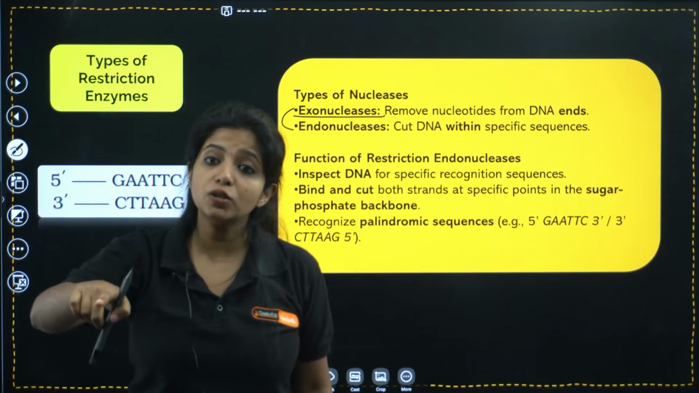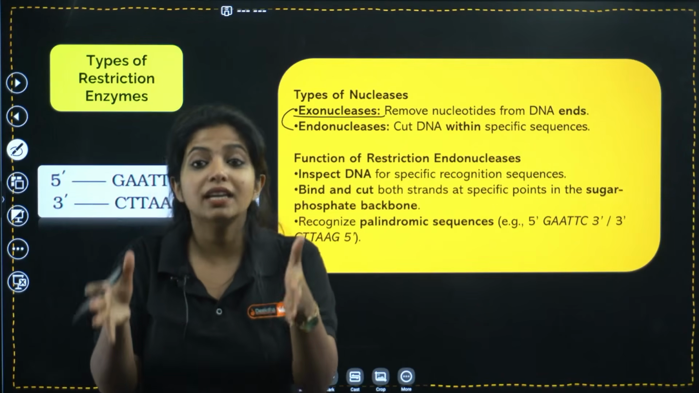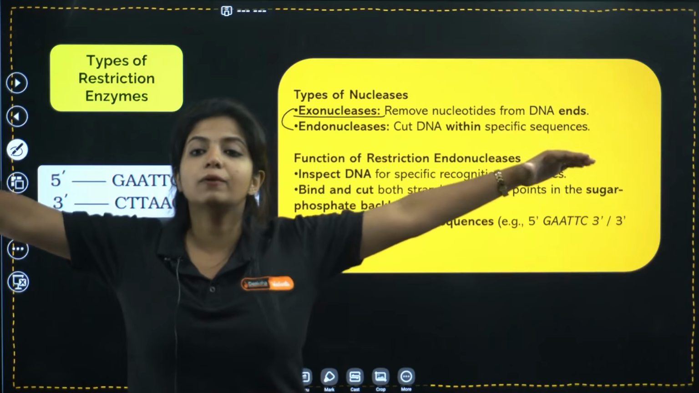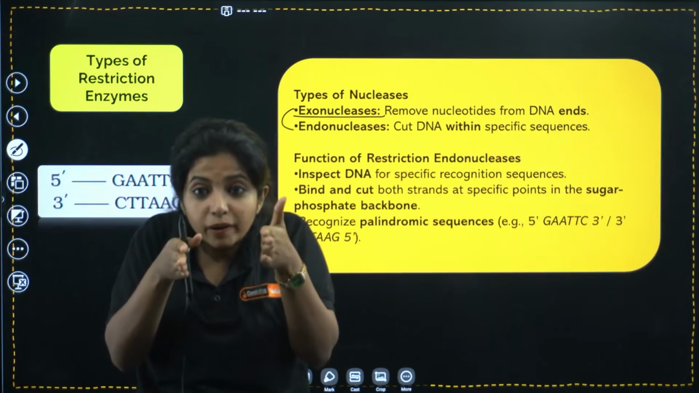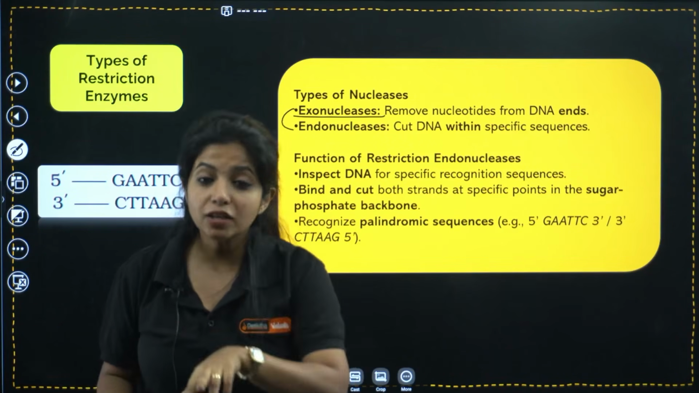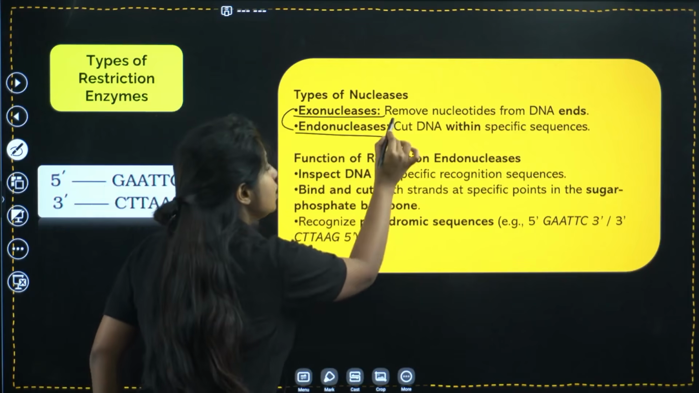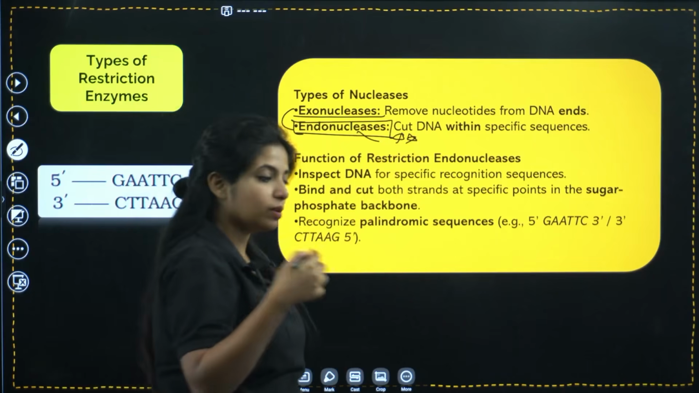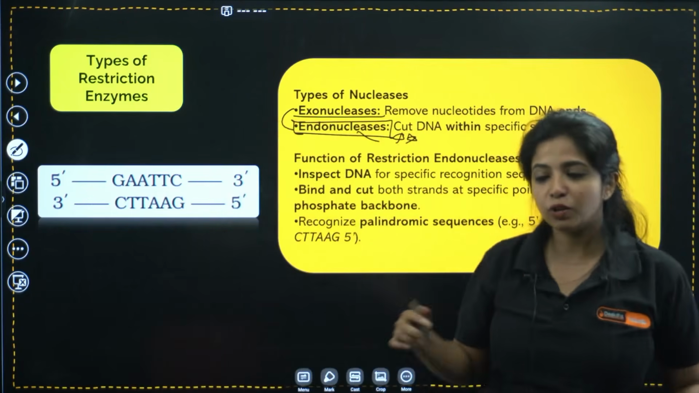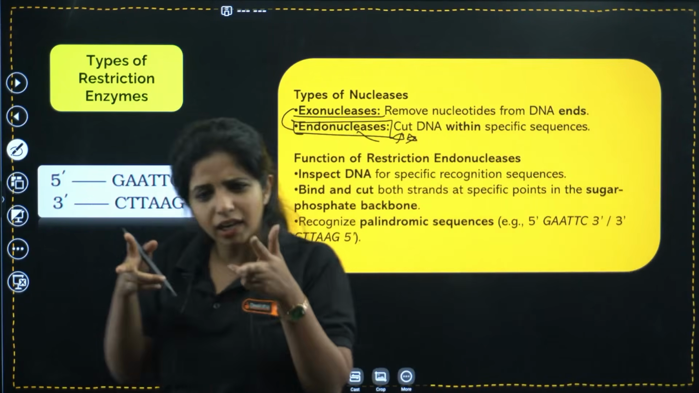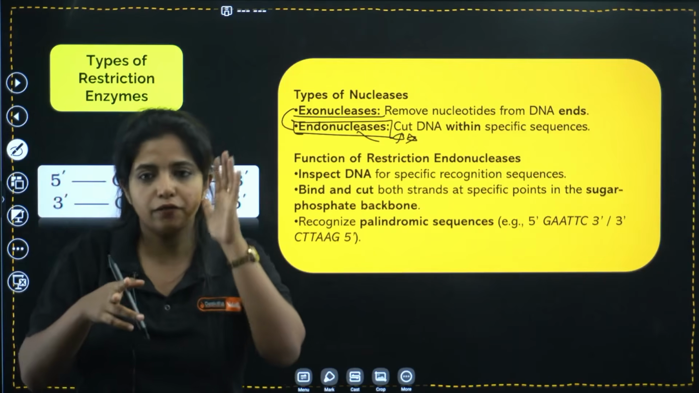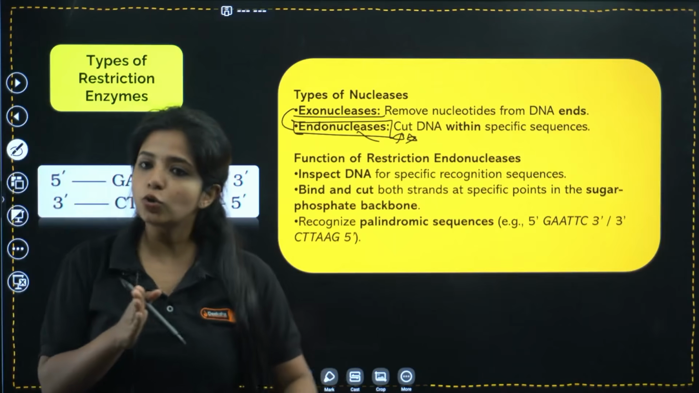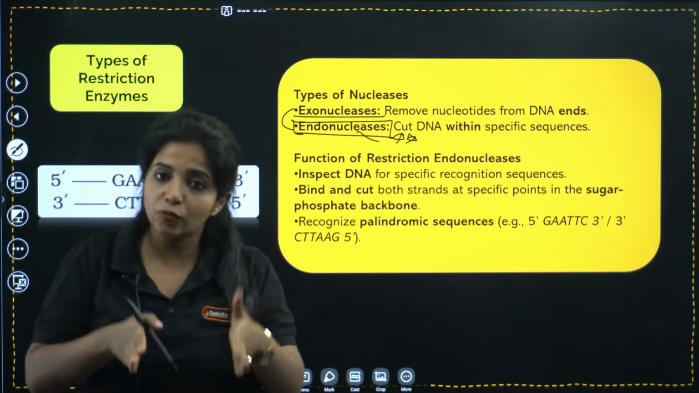Now endonuclease cuts within the DNA, at specific sequences within the DNA itself. Suppose this is a very big long DNA; in the middle also it can come and make the cut. That is the role of endonucleases. Endonucleases are what we usually study more, rather than exonucleases, because for the plasmid, for any DNA, we have to cut from within, from the middle itself. You get it? So exonucleases remove the nucleotides from the DNA ends. Endonucleases cut the DNA within specific sequences.